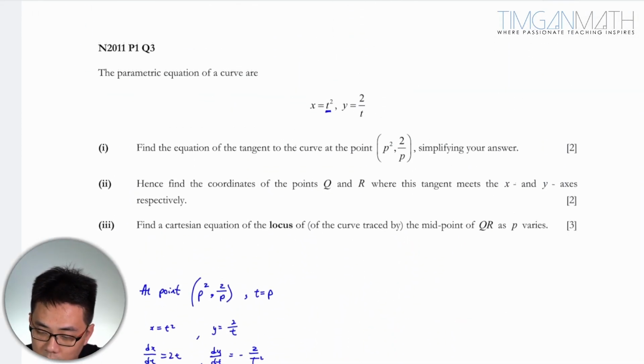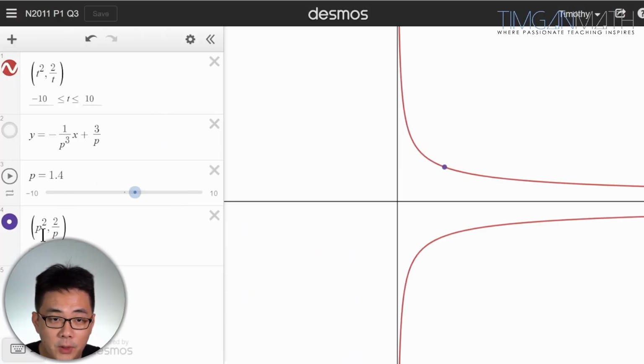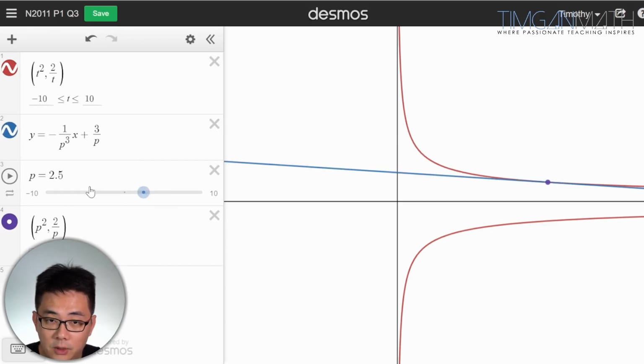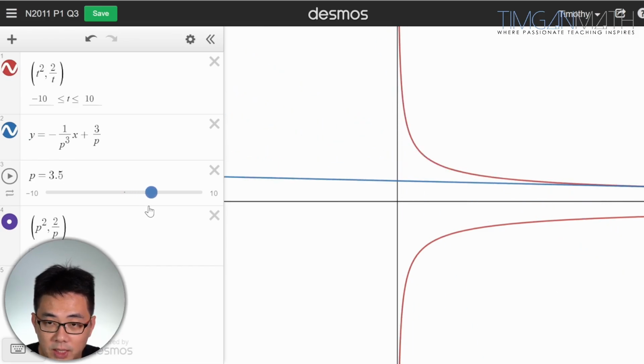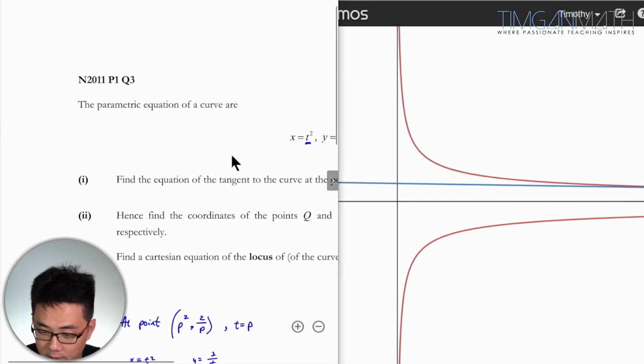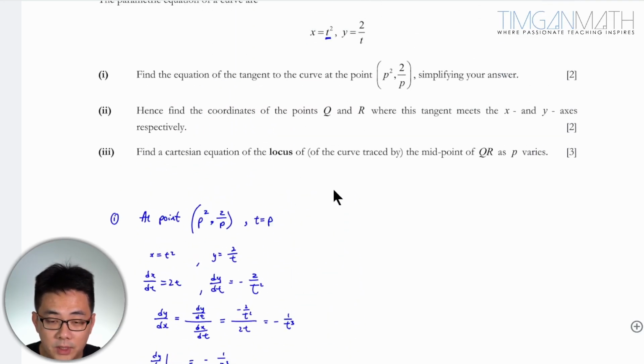Let's see how we can visualize this. From different p values, you will get different points on the curve, and if you put this equation of the tangent in, it will be the tangent along this curve here. That's how we understand the formation of this equation. Let's look at the subsequent part.